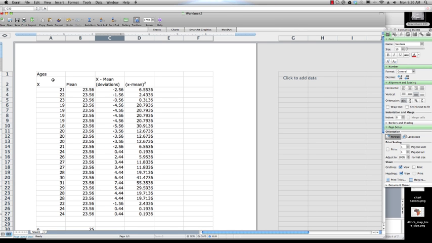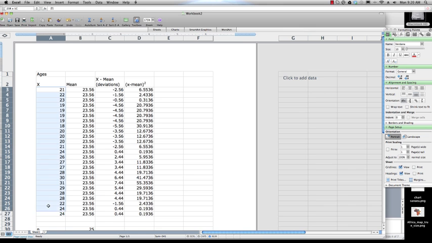The first thing we're going to do is get all of our x's. Those are our raw data points. Those are right there. So we've got 21.